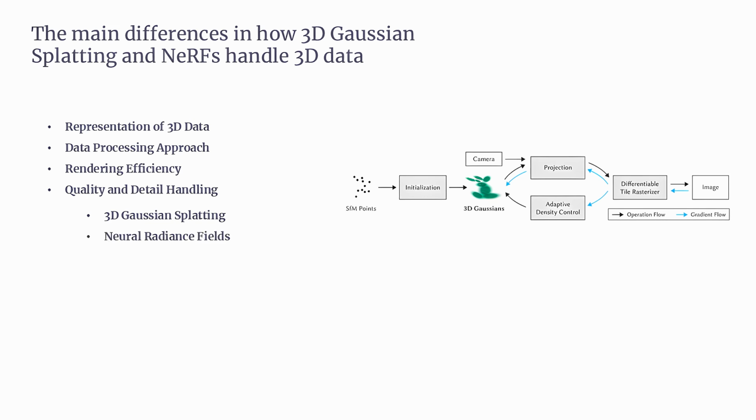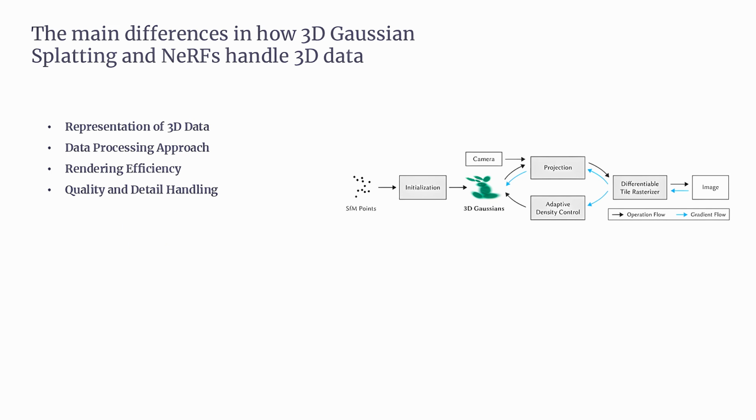For neural radiance fields, NeRFs excel in capturing highly detailed visuals. They can produce images with intricate lighting and shading effects because of their ability to model the scene continuously, which allows them to handle complex visual details more effectively.